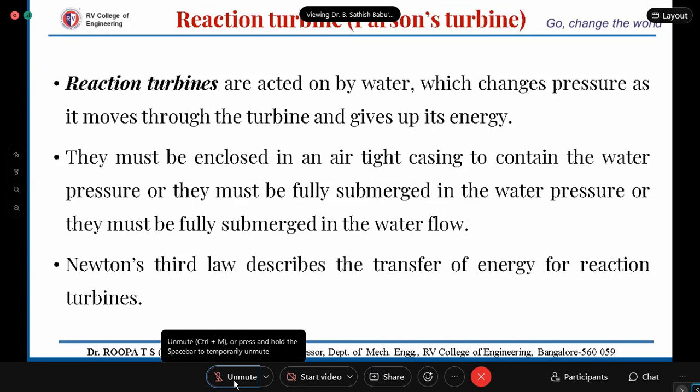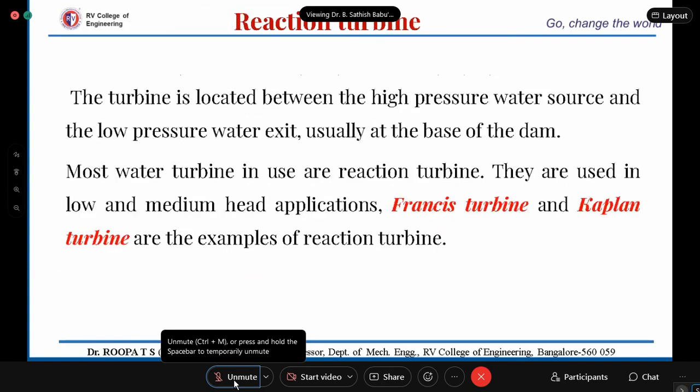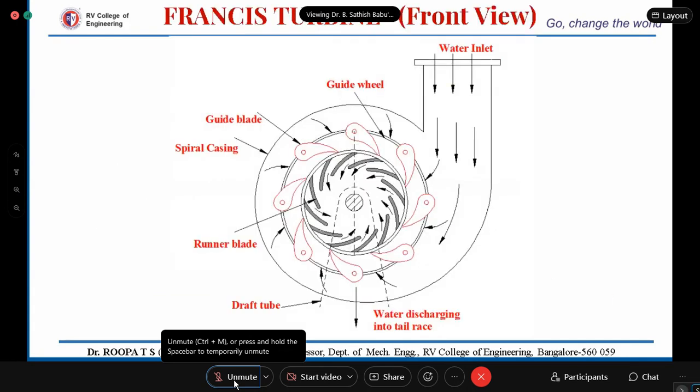In reaction turbines, pressure changes as the water moves over the blades. That is what is happening in a reaction turbine, as we won't use any nozzle. These reaction turbines work on the principle of Newton's third law. Examples are the Francis and Kaplan turbines. So this is the Francis turbine.